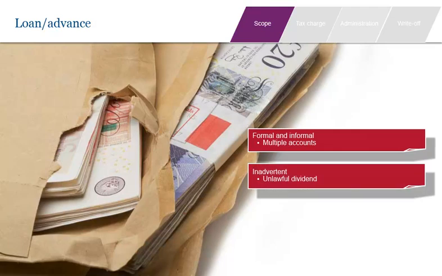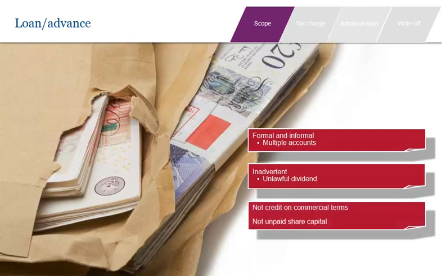A loan may be made by accident. For example, a dividend could be found to be unlawful, perhaps because the company did not have sufficient distributable reserves to pay it. In such a case, the recipient of the dividend is liable to repay the amount to the company. A debt which arises because the person has bought goods or services from the company on credit will not normally constitute a loan or advance for these purposes, providing the terms of the credit are commercial. HMRC now accept that unpaid share capital does not give rise to a loan for these purposes.